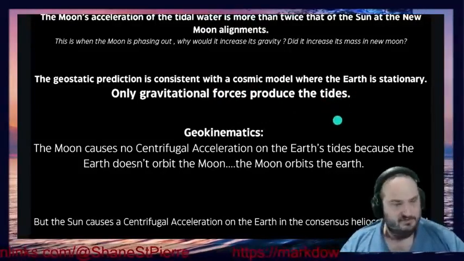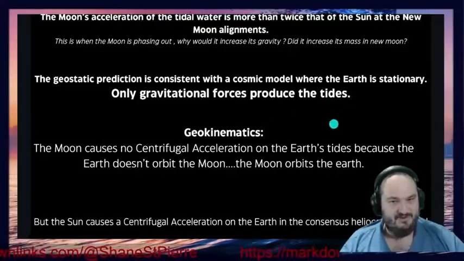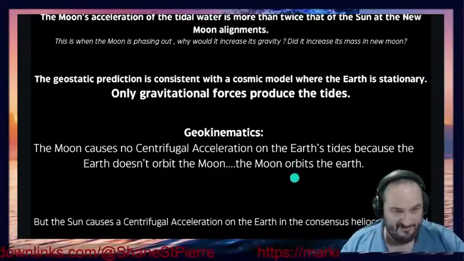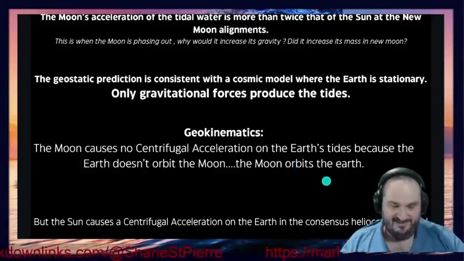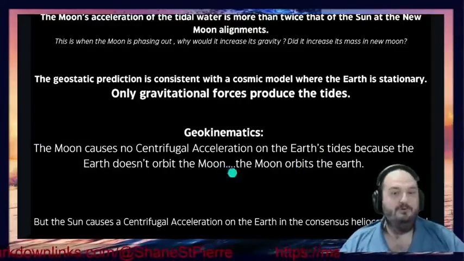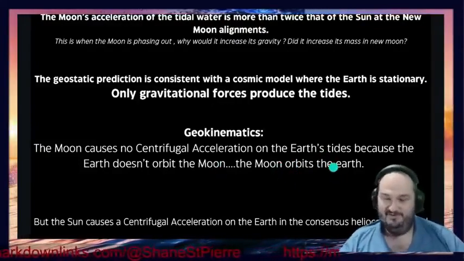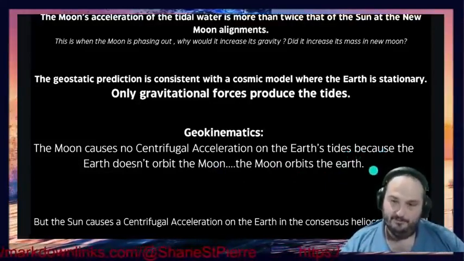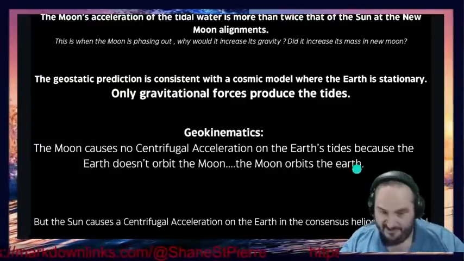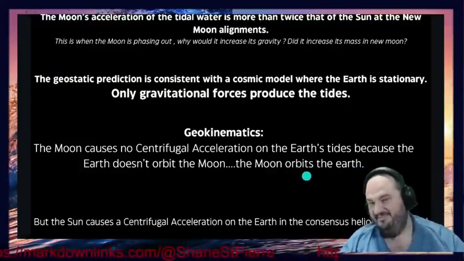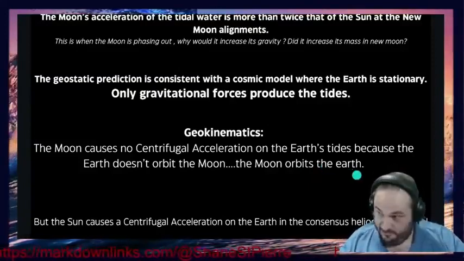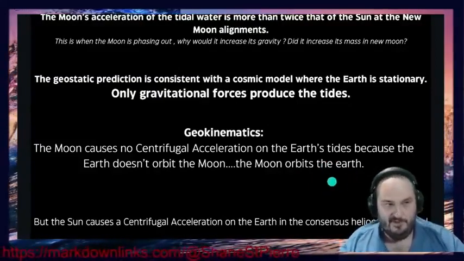Only gravitational forces produce the tides. What does that mean? Well, remember when they had to have centrifugal acceleration balancing out gravitational acceleration? Indeed, that's not even happening. The moon causes no centrifugal acceleration on the Earth tides because the Earth doesn't orbit the moon. Duh. Mathematically proven that there's no centrifugal acceleration needed in this math, just using the gravitational force of the moon and the proximity.